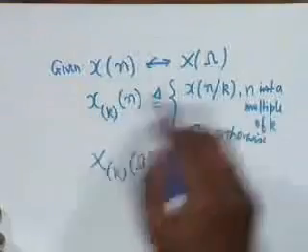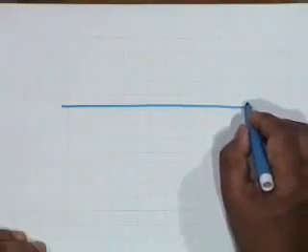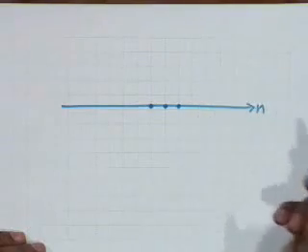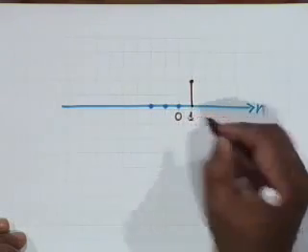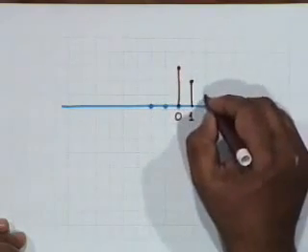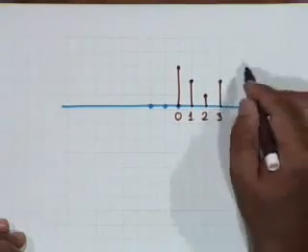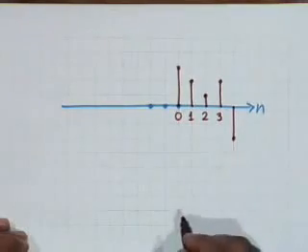Now, what does this definition do to a given signal? To see that, let us consider a specific example. Let us say we have a signal like this. Let us say this is 0, this is 1, this is 2, 3, and let us say 4 is somewhere here. Let us take a negative value.